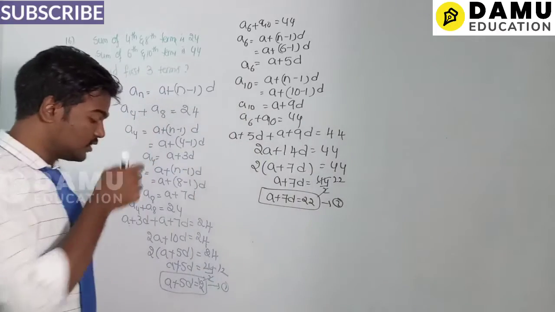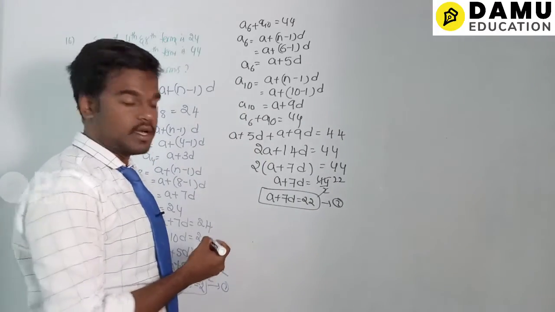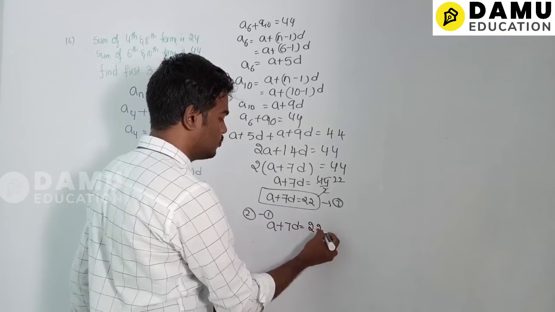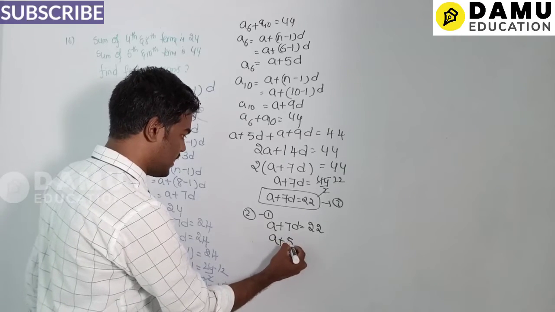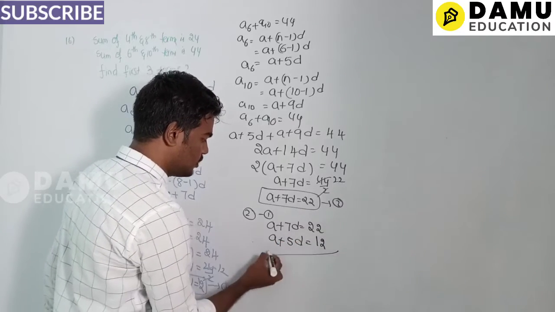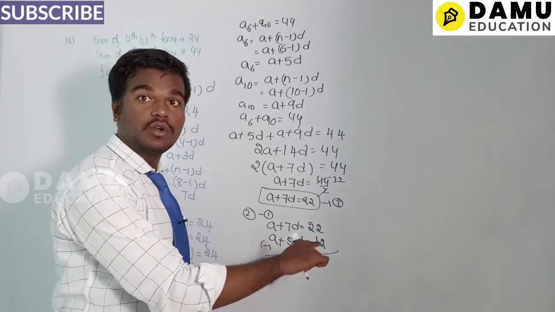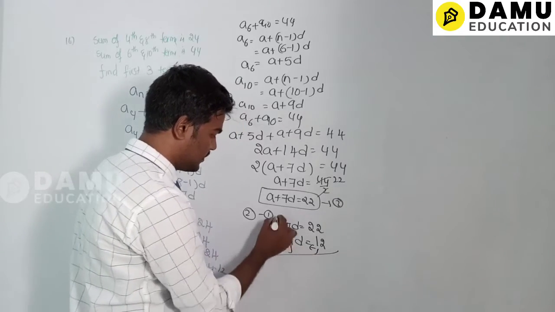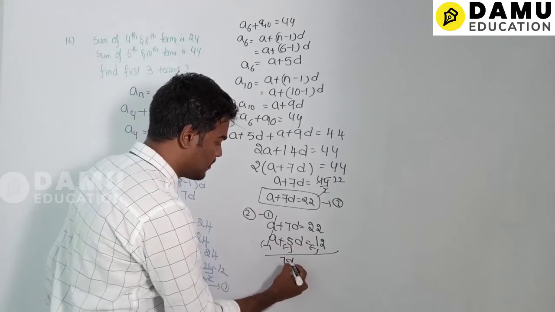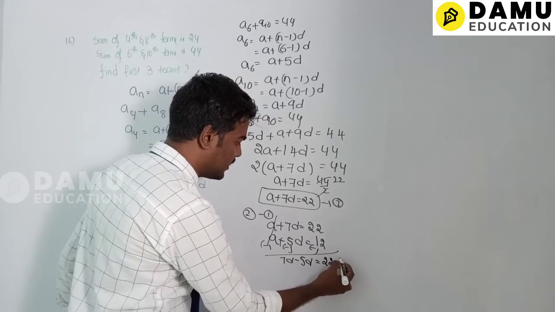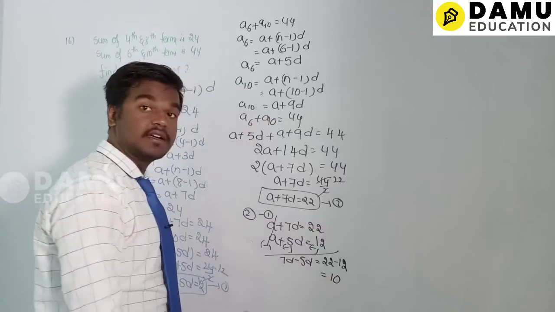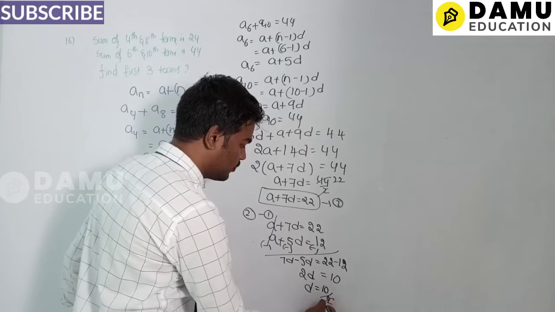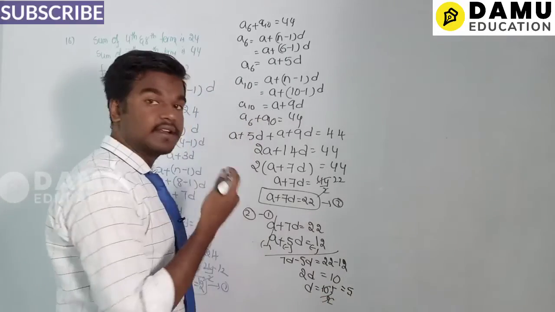Now let's subtract equation 2 minus equation 1. A plus 7D will be equal to 22, and the first equation is A plus 5D will be equal to 12. Subtracting, the signs below change: plus becomes minus. So A minus A will cancel. 7D minus 5D will be equal to 22 minus 12. So 22 minus 12 is 10, and 7D minus 5D is 2D. That is D will be equal to 10 by 2, that is 5. So the common difference is 5.